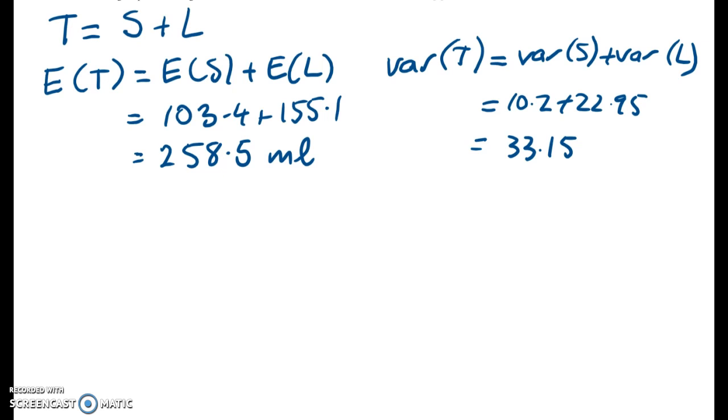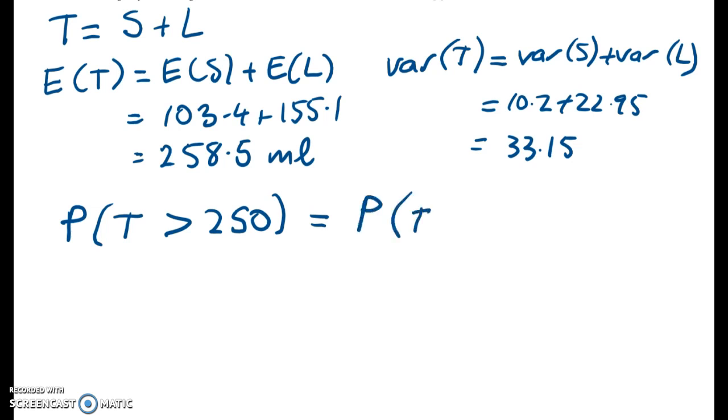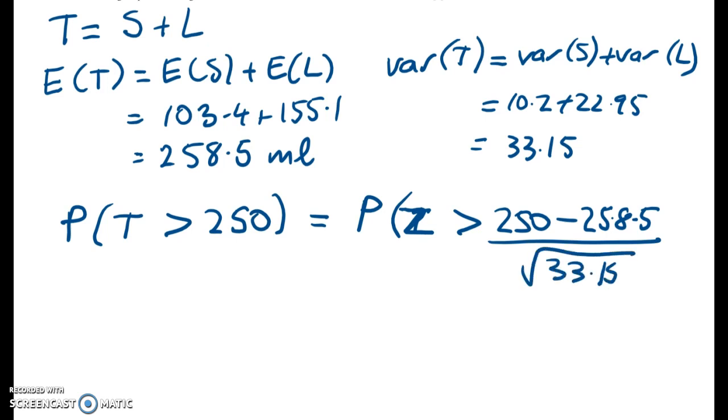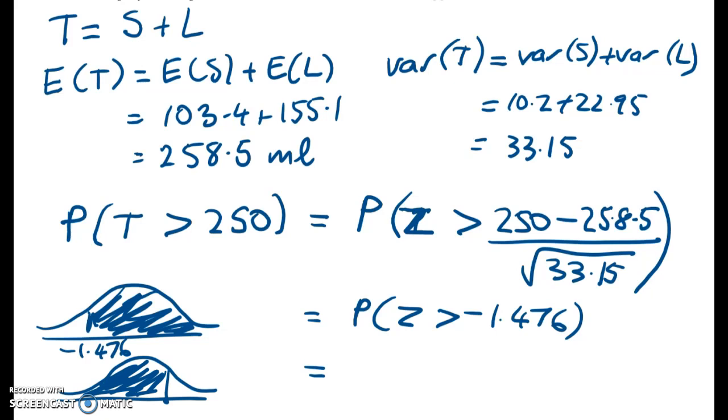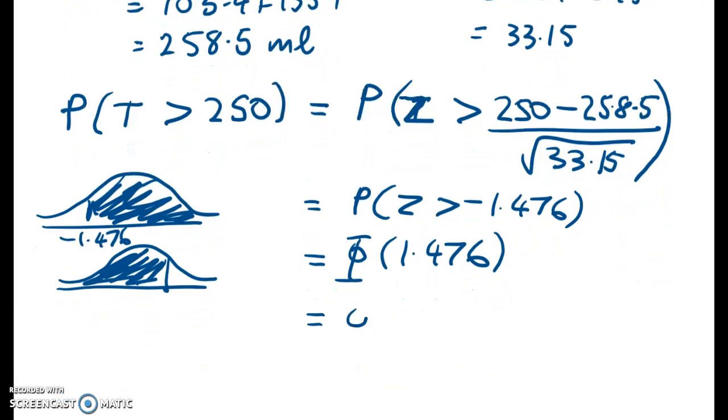We also know that the total will be normally distributed because the two variables that go into it are normally distributed. So we're ready to figure out the probability that the total is greater than 250. We're standardizing as usual using the mean and the standard deviation. Okay, you've probably stopped watching by this point, but just in case, I'll keep going. So we get a Z value of negative 1.476. Let's quickly sketch that. We're looking for this probability here, and that's the same as the reversed one, which is the normal CDF from 1.476 back. Okay, so my final answer here is 0.930.